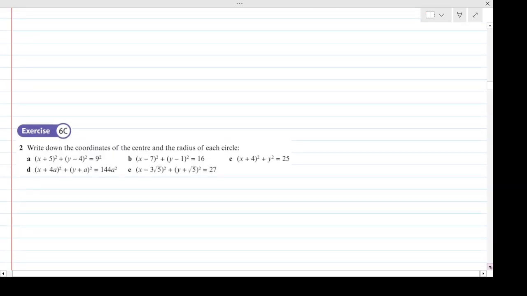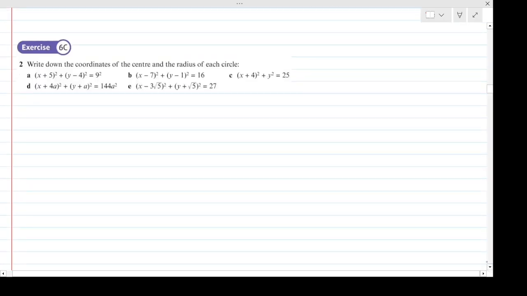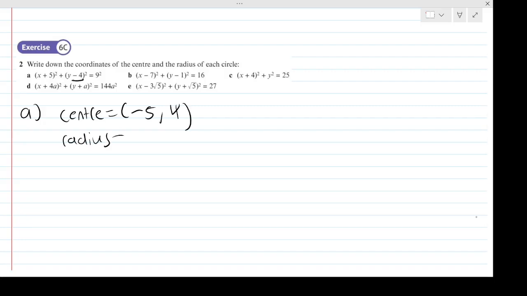Okay, so we've got an exercise then, and I really want to practice this skill to drill it down because it's quite important. You can recognise the centre and the radius and use the formula. So part A. We have x plus 5 squared, y minus 4 squared is 9 squared. Again, for the centre, it's going to be the opposite. So instead of plus 5 for x, we're going to get minus 5. Then instead of minus 4 for y, we get plus 4.